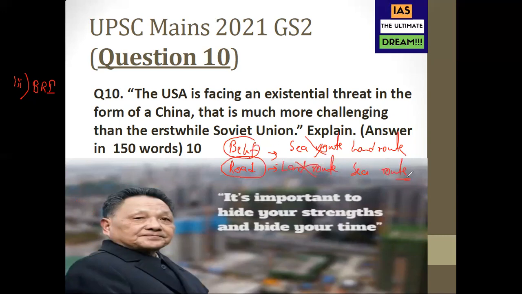So this BRI initiative reflects China's global worldview, in projects like BRI and also in the present Chinese economic hegemony. What is the word which we are using here? Economic hegemony. Economic hegemony is much greater than that of the erstwhile USSR. Hence, China is increasingly being seen as a threat by the US. Always keep on connecting the dots. So this will be your third point. What can be your fourth point?